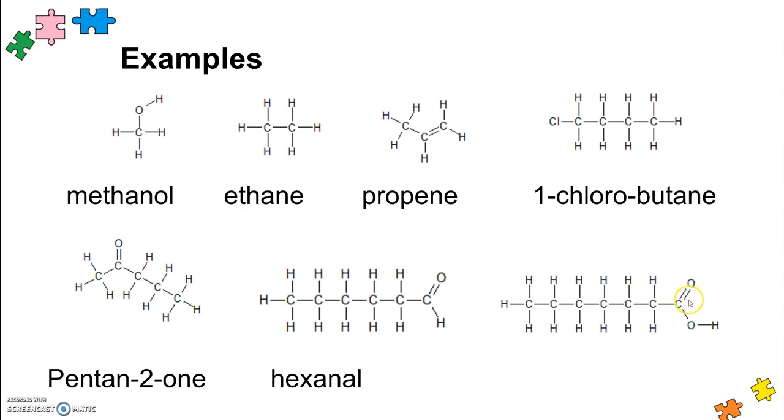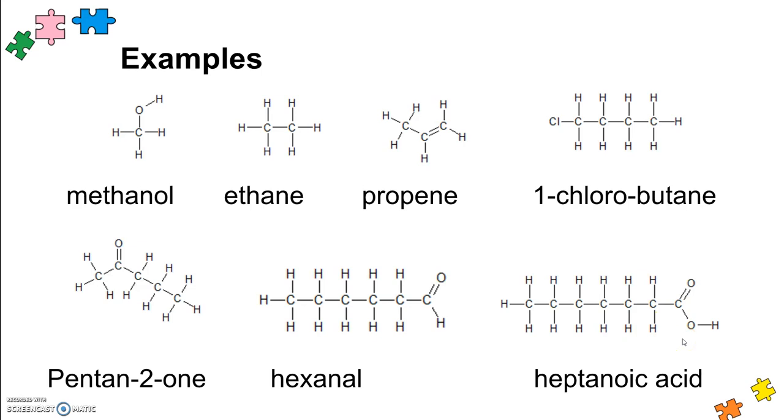So let's see how many carbons I've got in the chain. It's 1, 2, 3, 4, 5, 6, 7. I guess it's more appropriate to number from this side. 1, 2, 3, 4, 5, 6, 7. 7 tells me I'm using the prefix hept. So this is going to be heptanoic acid. -oic acid tells me that I'm dealing with a carboxylic acid.